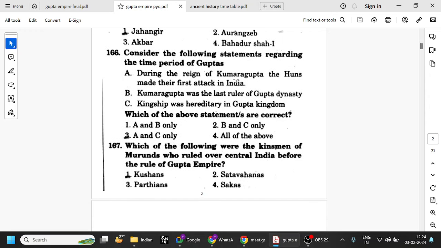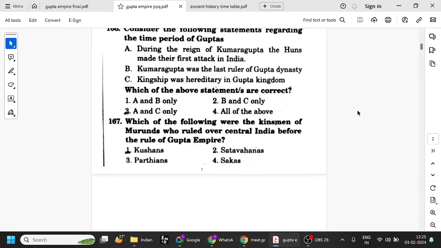During the reign of Kumaragupta, the Huns made their first attack. We have seen already that under Kumaragupta they made the first attack, and during Skandagupta they made frequent attacks. Kumaragupta was the last ruler of the Gupta dynasty, which is wrong. The last ruler is Vishnugupta, or if you say the last great ruler, it is Skandagupta. So definitely not Kumaragupta. And Kumaragupta means immediately you have to remember Nalanda University. He was the founder of Nalanda University. Kingship was hereditary in the Gupta kingdom, which is obviously true. At that time, kingship was hereditary for everyone.